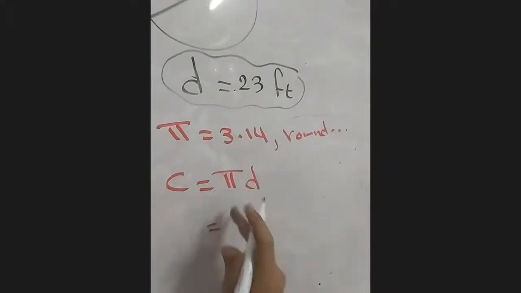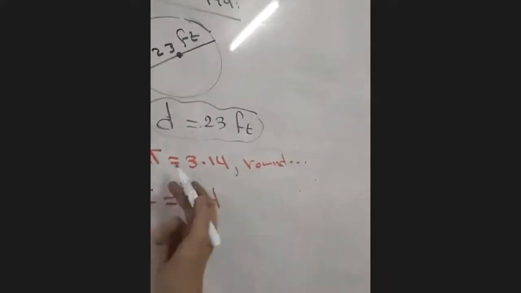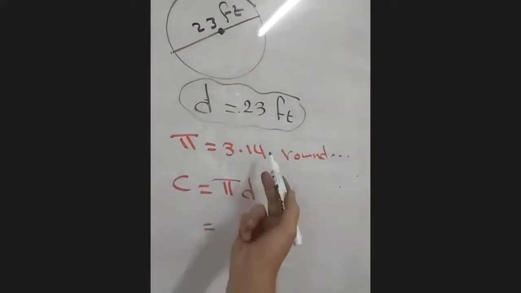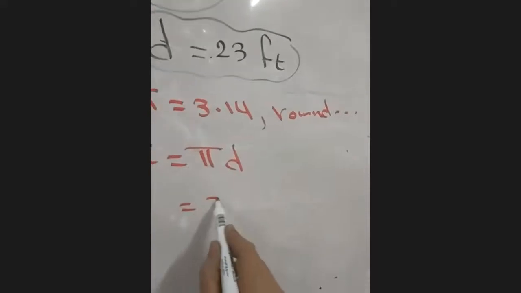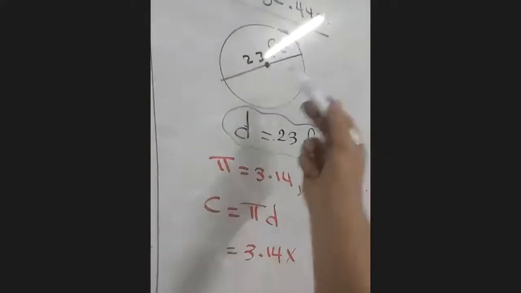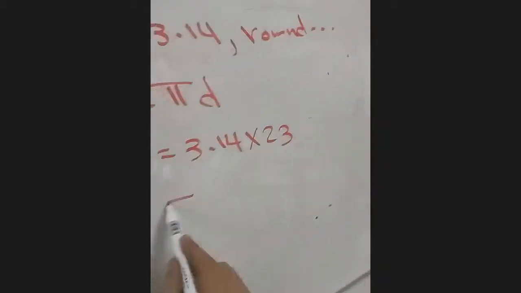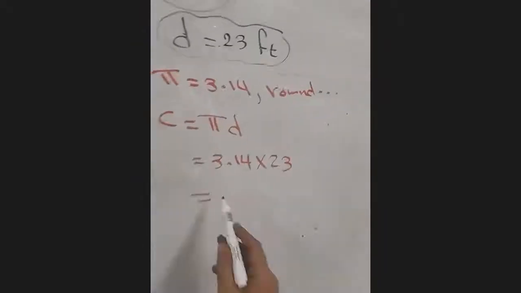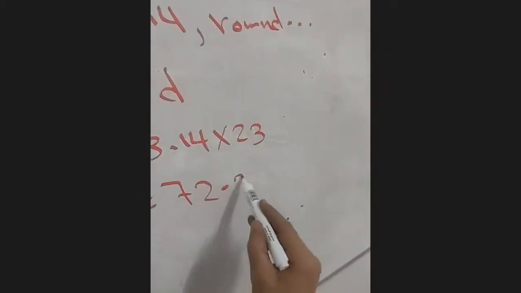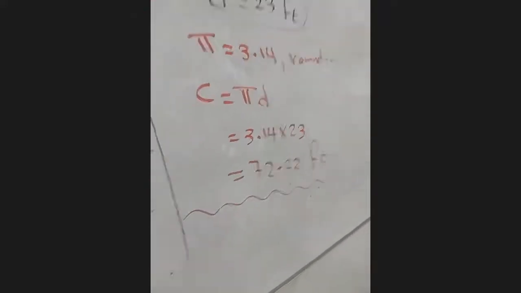So equals, how much is pi? They said in the question to use pi as 3.14, so I'll replace it by 3.14. And here we have multiplication. How much is d given in the question? 23. Now we will multiply these two numbers. The answer should be 72.22. 72.22 what? Feet.